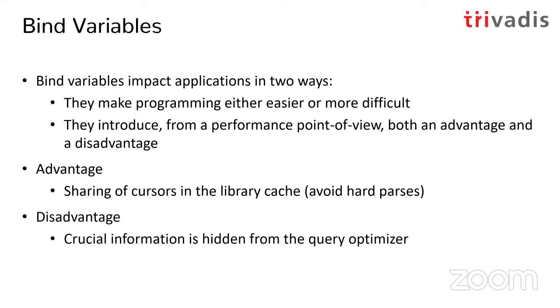But the disadvantage is that you kind of hide information from the query optimizer, because if the query optimizer has a bind, it doesn't have a value, and the value is better to have for a sound estimation. That's the reason why over time Oracle introduced bind peeking. But bind peeking is what I will mention on the next slide.